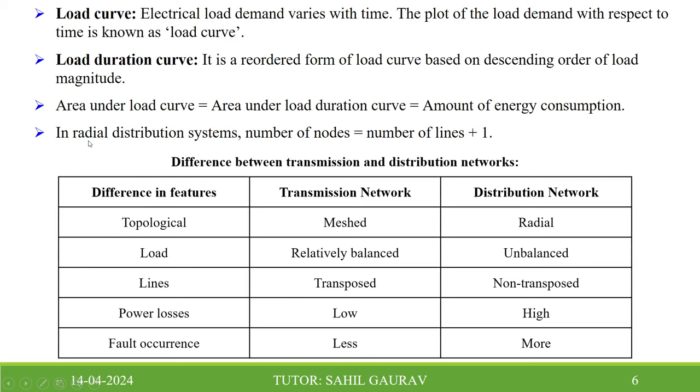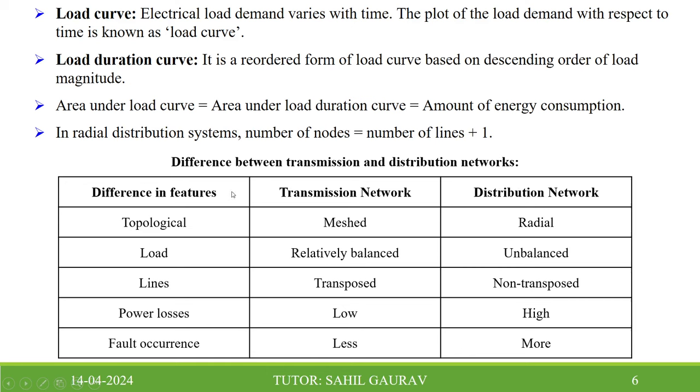Now, what is a load curve? Electrical load demand varies with time, and the plot of load demand with respect to time is known as a load curve. If you arrange this load curve in descending order of load magnitude, we call it a load duration curve. The area under both the curves, load curve and load duration curve, gives the amount of energy consumption, and they are equal to each other. In a radial distribution system, how do you find the number of nodes? The number of nodes is equal to number of lines plus 1. So this is about the load curve, load duration curve, and how you can find the number of nodes.